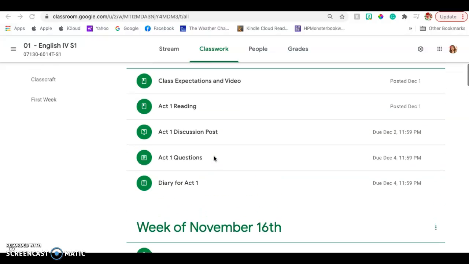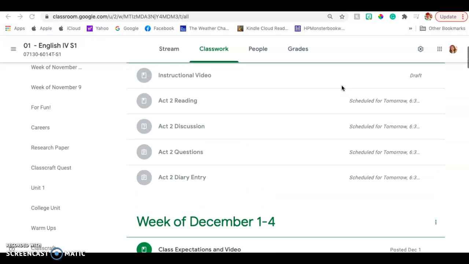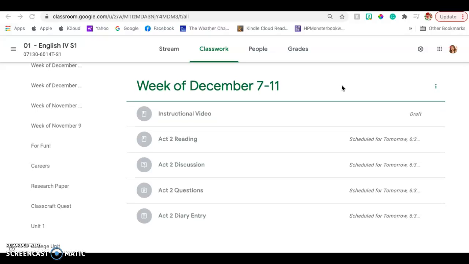But preferably, I want you to work through what we're working on in Pygmalion, because you're going to have a test over this play. And it's going to happen very soon after Christmas break. I plan on trying to finish the play within the first week of January because we have one more unit to do before the end of school. So that's going to seem like a lot, but I really need you guys to stay focused and stay with me.